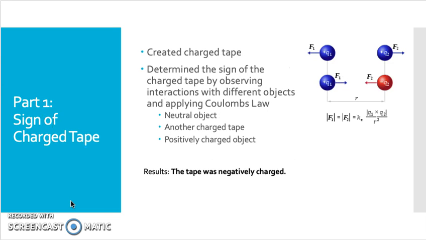For part 1 of this lab, we created two pieces of charged tape by sticking a piece of tape on top of another and ripping them apart. In order to determine the sign of the charged tape, we observed interactions with the different objects and applied Coulomb's law. When putting the charged tape near neutral objects, I found that the charged tape was attracted to the object, which was expected due to polarization.